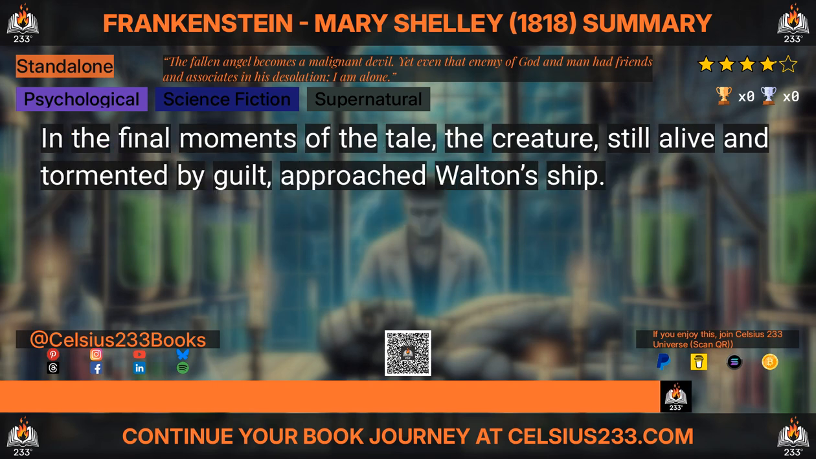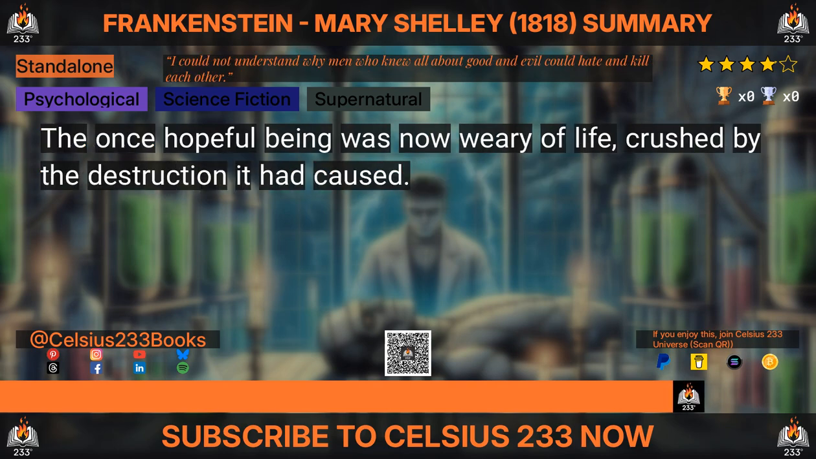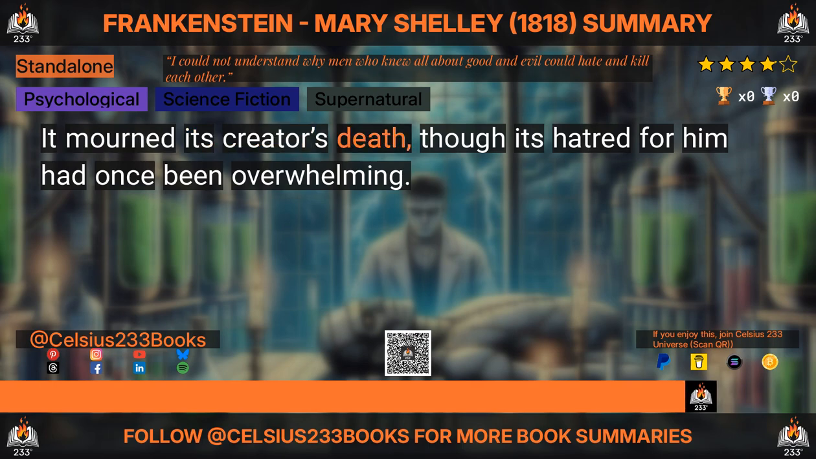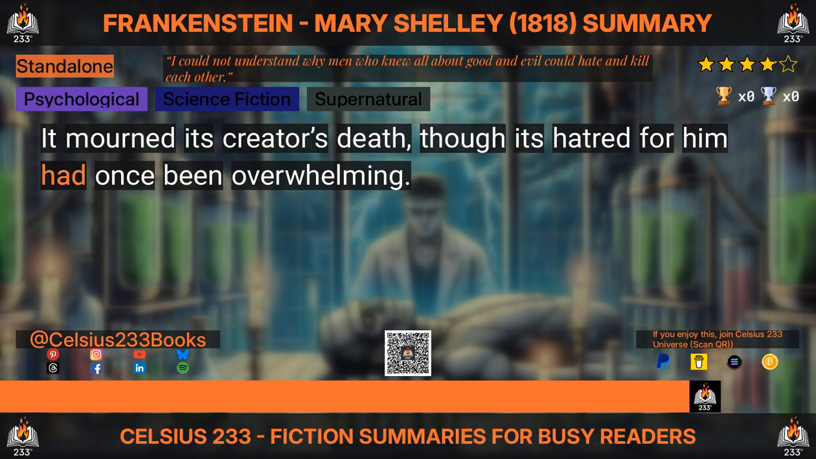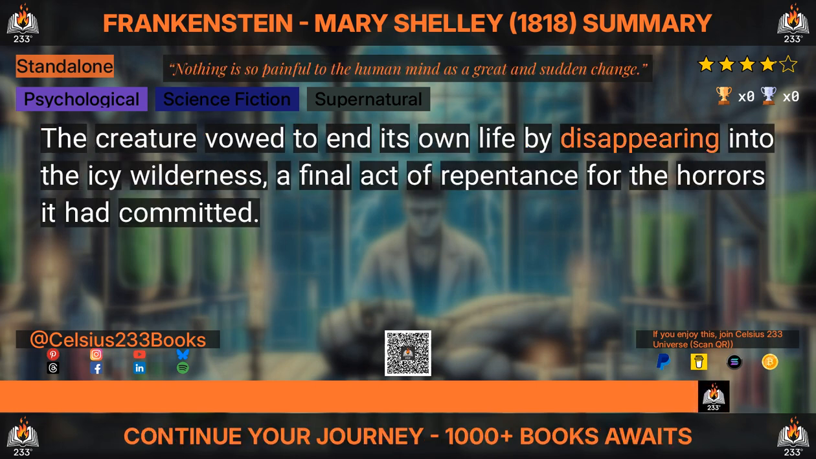In the final moments of the tale, the creature, still alive and tormented by guilt, approached Walton's ship. The once hopeful being was now weary of life, crushed by the destruction it had caused. It mourned its creator's death, though its hatred for him had once been overwhelming. The creature vowed to end its own life by disappearing into the icy wilderness, a final act of repentance for the horrors it had committed.